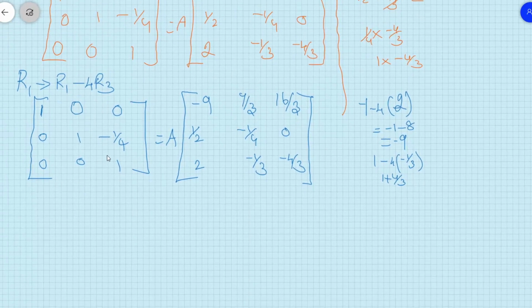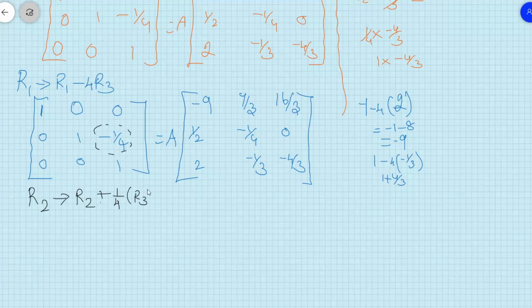So the last element is this one, which has to be 0. To make this 0, all I have to do is my row 2 is equal to row 2 plus, since this is already minus, I have to add 1 by 4 of 1, that is my row 3. So this will not alter my row 1 and row 3. So we'll write row 1 and row 3 first.